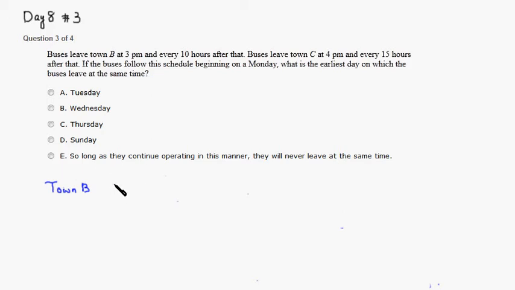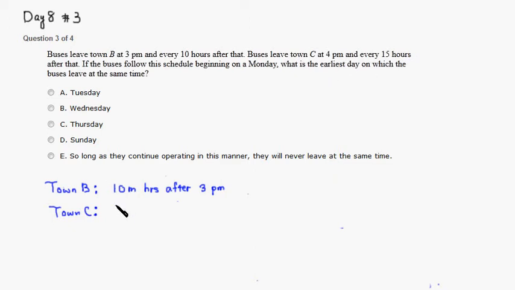So you have 10 times, say, some integer m hours after 3 p.m., right? Then for town B, town C, so town C, right? So it's every 15 hours, starting at 4.